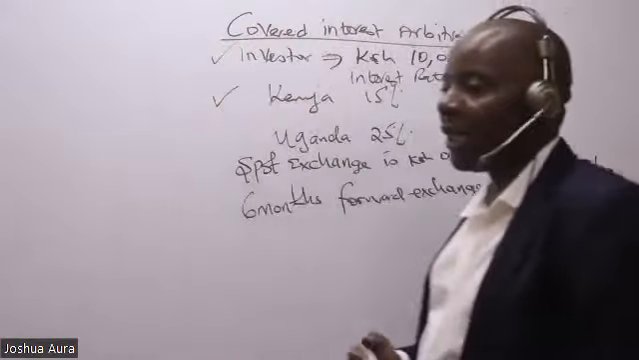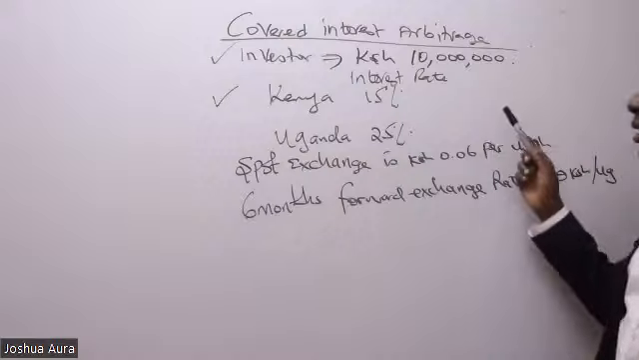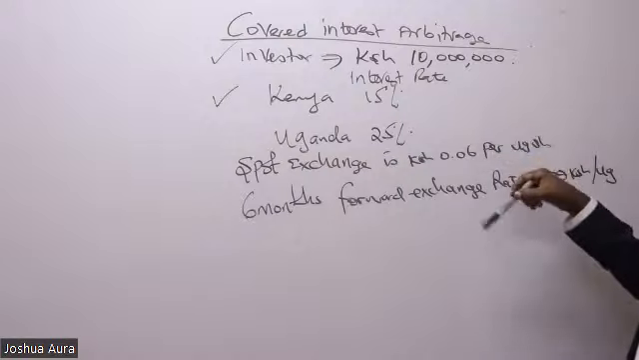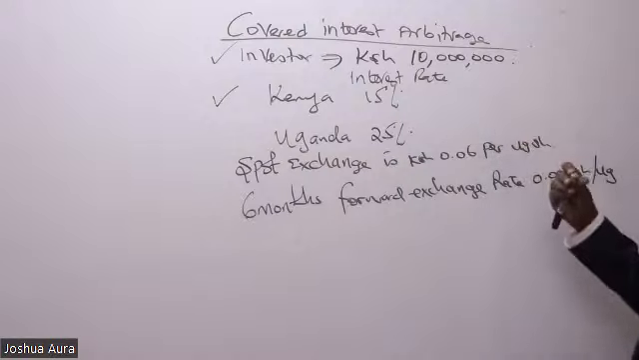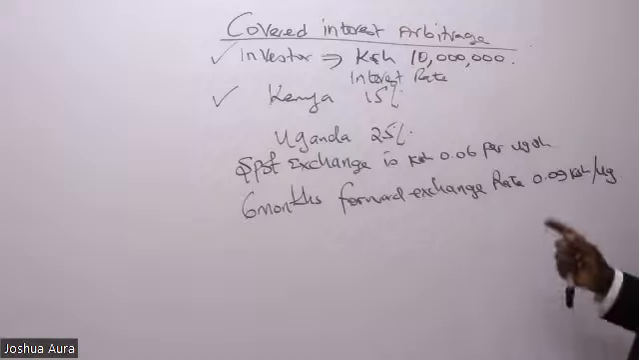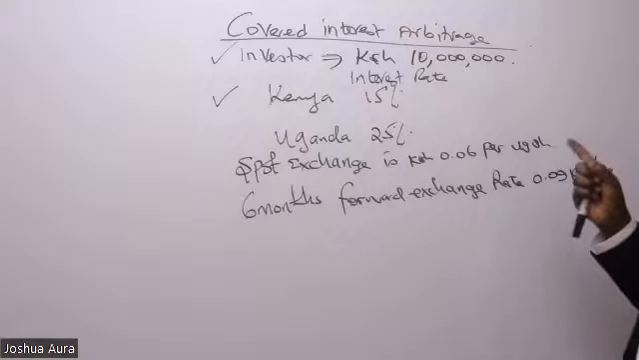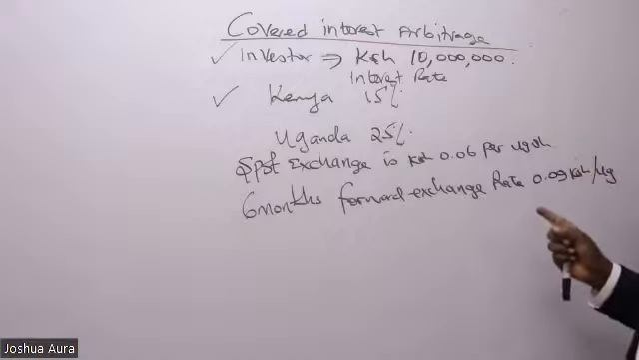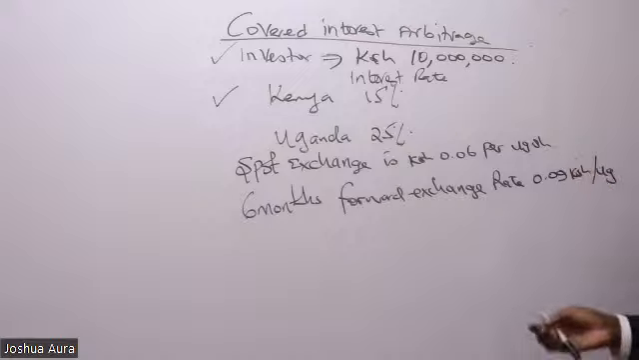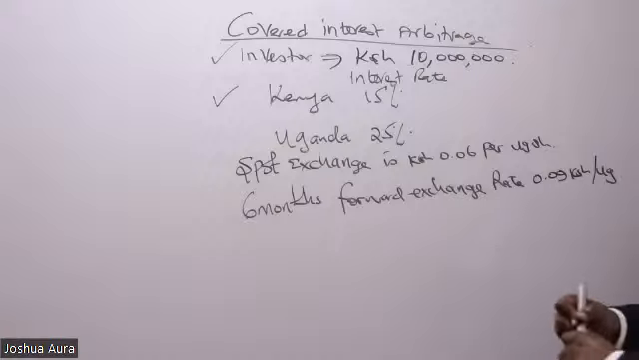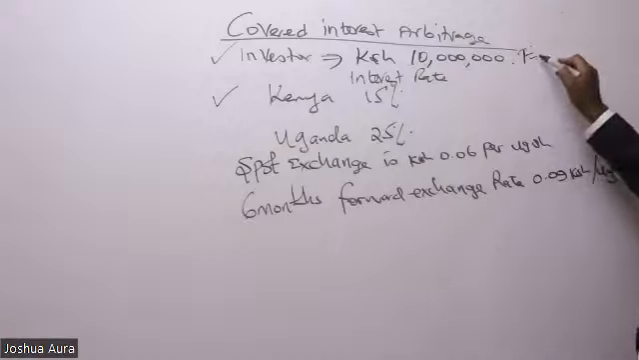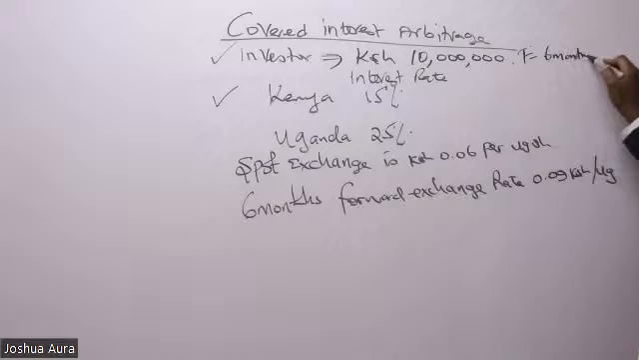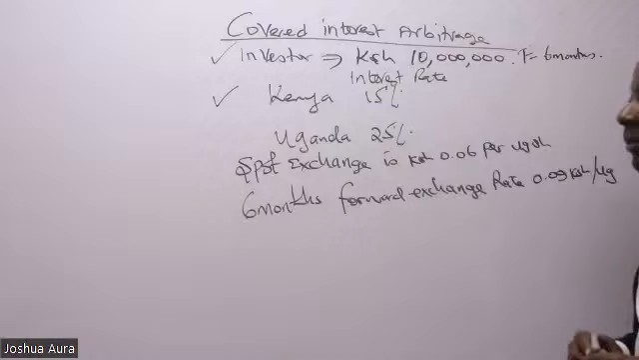Can somebody confirm, if you're writing your notes or watching the video, whether this is the kind of example that we had? Ladies and gentlemen, these are the figures here. Remember, the investor plans to invest Kenya shillings 10 million. The period is 6 months' time.